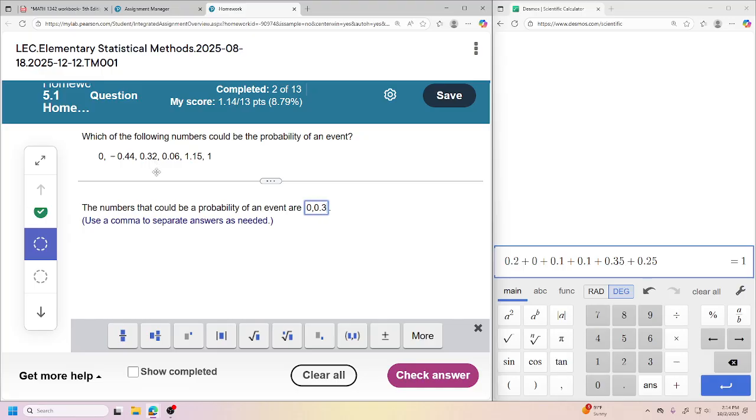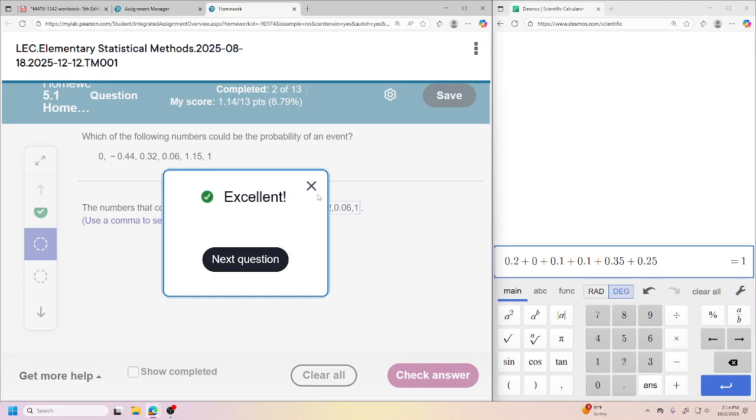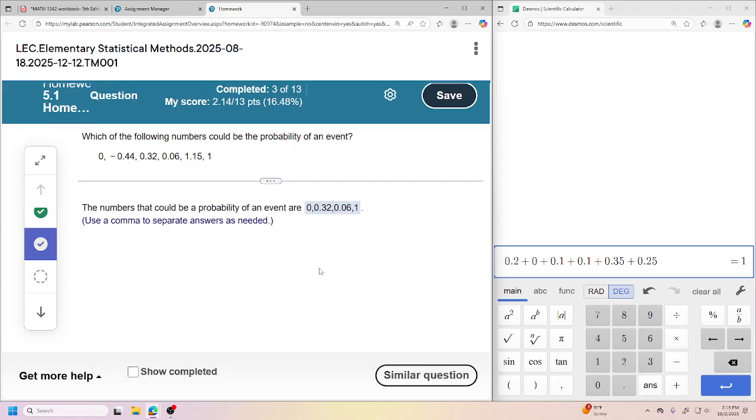32% chance? Sure. 6% chance? 115% chance of rain? No. And then can I have 100% chance of rain? Sure, technically, yes. And there you go. That's all they want. They just want to list out the ones that actually are okay to use. Yep, that's it. So not too bad in the end.